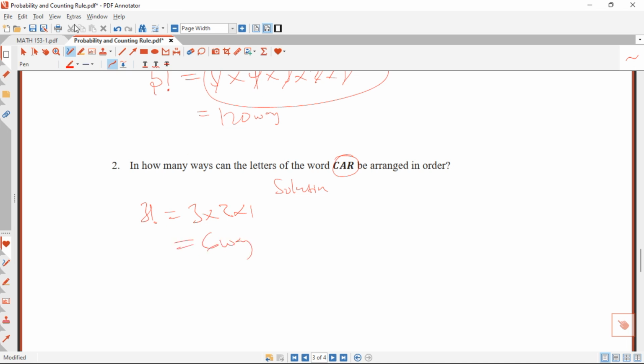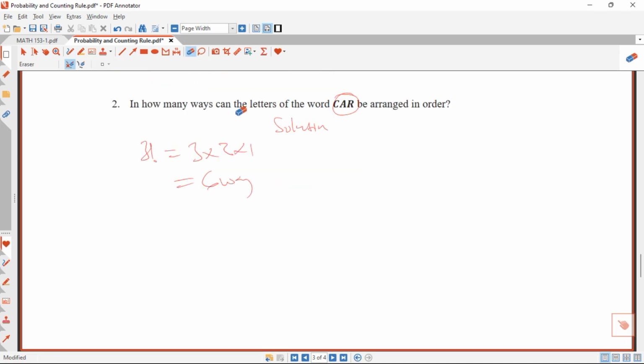So this is the permutation. For permutation, we are just arranging our n observations in a particular order, and that order will be n factorial. For all the permutation, we are going to get our n factorial.